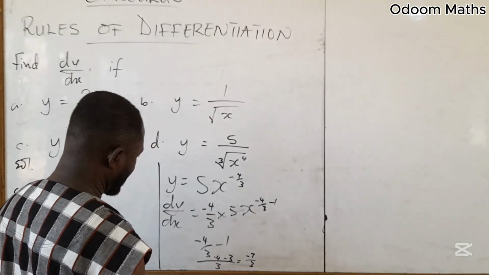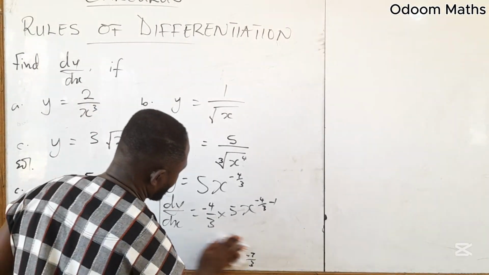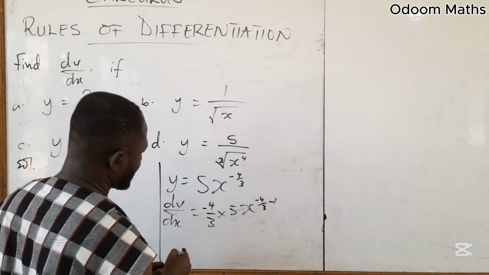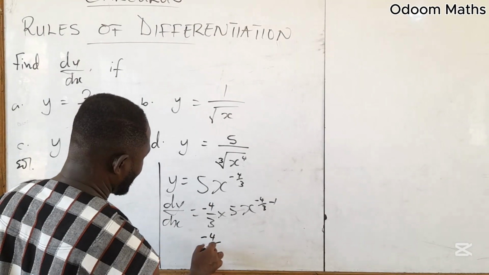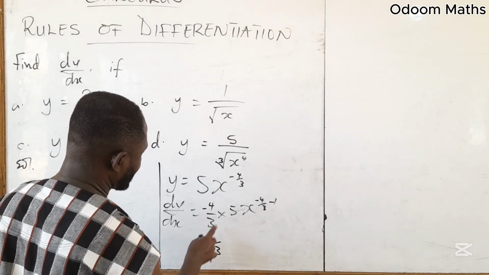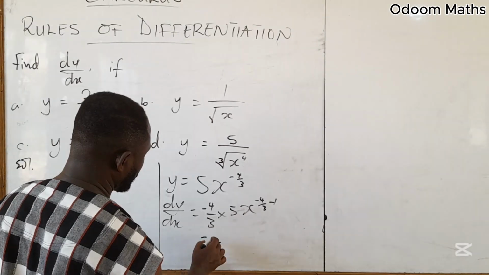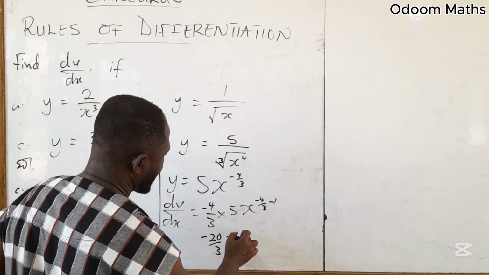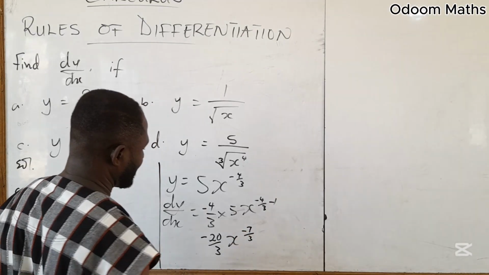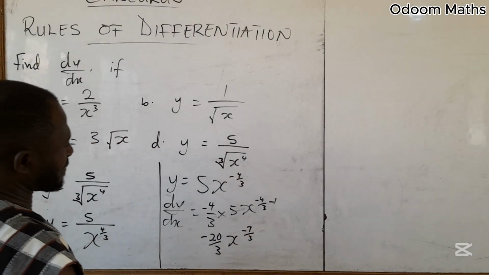So we have this to be negative 4 over 3. Negative 4 times 5 is 20. So negative 20 over 3, then x to the power negative 7 over 3.